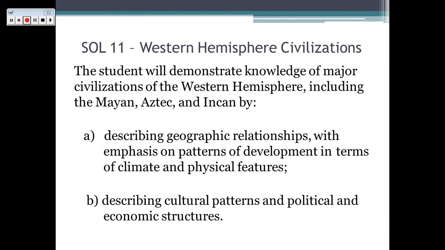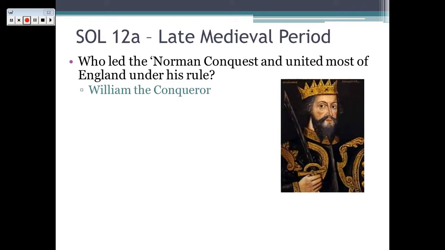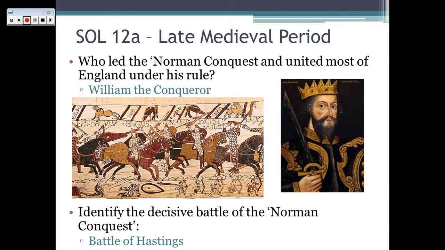And that's Standard 11. Moving on to Standard 12, Late Medieval Period. Who led the Norman conquest and united most of England under his rule? That is William the Conqueror. And the decisive battle in the Norman conquest is the Battle of Hastings.